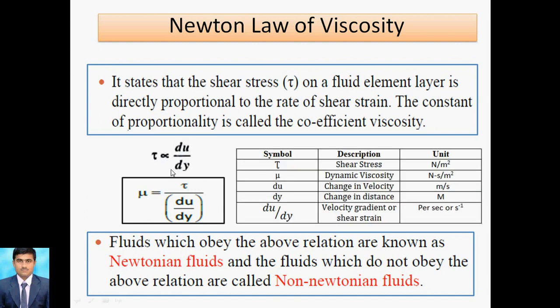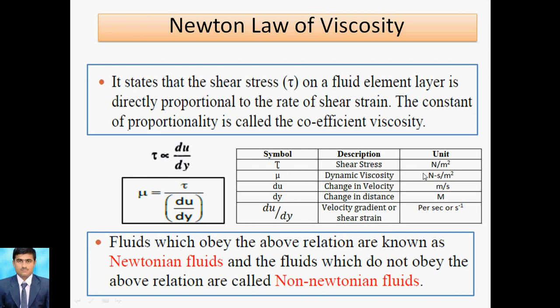Now we express these terms. Tau is shear stress, and the shear stress unit is Newton per meter square. And du means change in velocity, that is final velocity minus initial velocity. And dy means separated distance, or change in distance. And du by dy means the velocity gradient or shear strain. So this is a description of units.